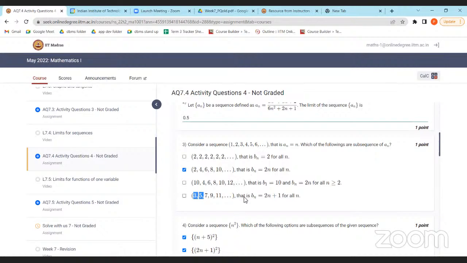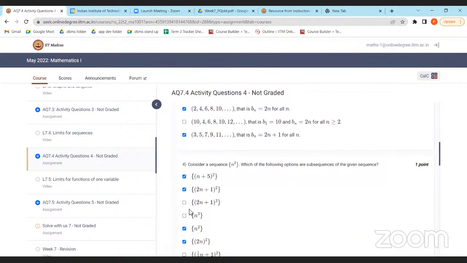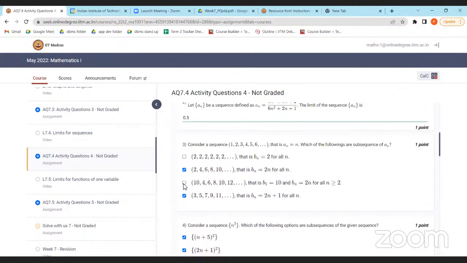So after deleting some numbers from this sequence, if you get a particular sequence in the same order, then we can say that it is a subsequence of that sequence. I think option 2 and option 2. Sir, can you repeat the third option? 10, 4, 6, 8. See here, what is the definition of my subsequence? Basically, if I'm deleting some values from this particular sequence, I should get one sequence, and it should be in the same order.